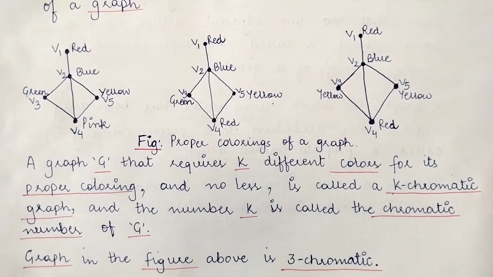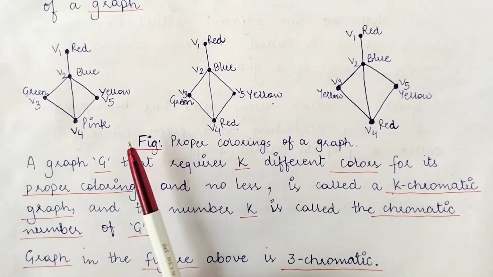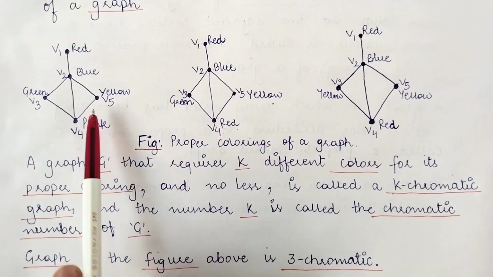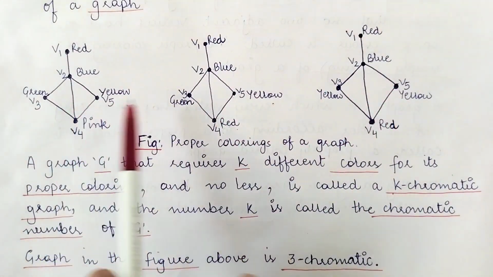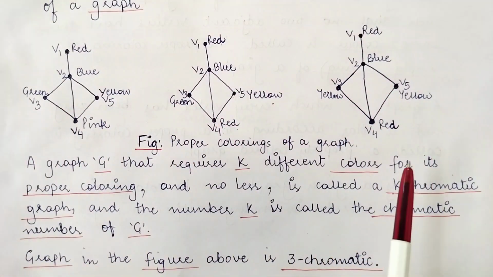Other than that, if you want, you can repeat the colors for all non-adjacent vertices, or if you want, you can assign unique colors to every different vertex. So this is proper coloring of a graph. Such a way of assigning colors to a graph wherein no two adjacent vertices have the same color is called the proper coloring of a graph, and this can be done in many different ways. We have just seen 3 different ways of assigning color to the same graph.